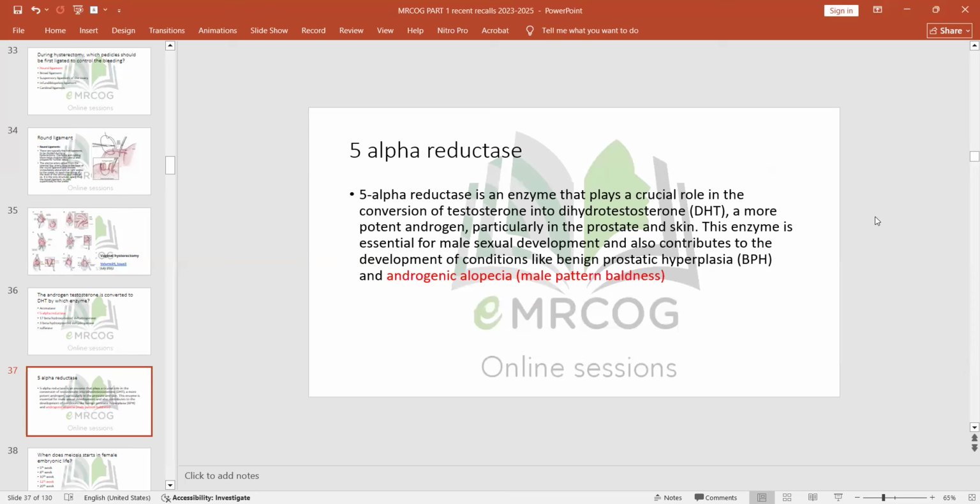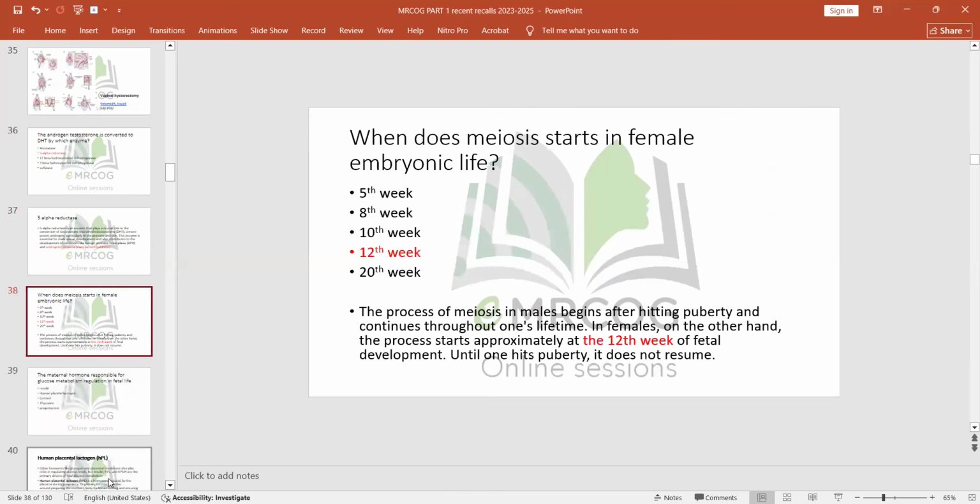How does this drug work, or what is the mechanism of action? It inhibits the 5-alpha reductase. Okay, so this is why we have a drug to stop this enzyme. So far, I'm so proud of you.